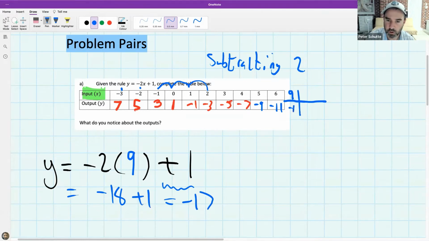And so for students out there, I just wanted to show you, even though you can generate the table by taking away 2 each time, if the input jumps up by more than 1, then you need to go back to the original rule. There was something else I was hoping somebody might have noticed. What did you say we were doing? Subtracting 2, or going down by 2. Do you notice anything about that 2 popping up anywhere else?